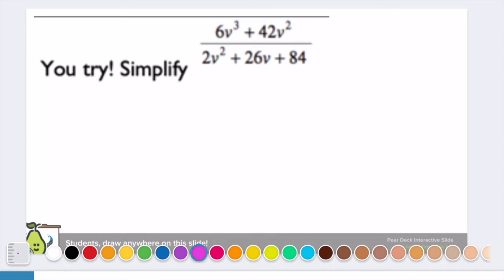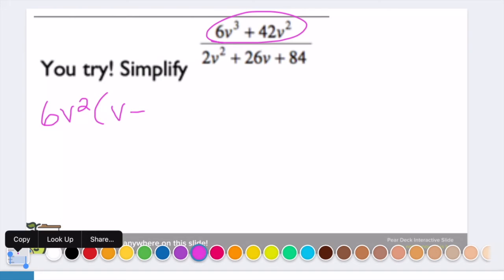All right, for this next one, go ahead and pause the video, try it, and come back and check your answer. All right, so hopefully you paused the video. On the top, we have a 6v squared that's going to factor out. That's the GCF. We're left with v plus 7. In the denominator, we have an even number in each of those spaces. So I'm going to factor out the 2.